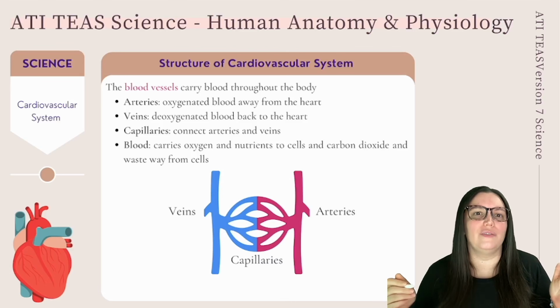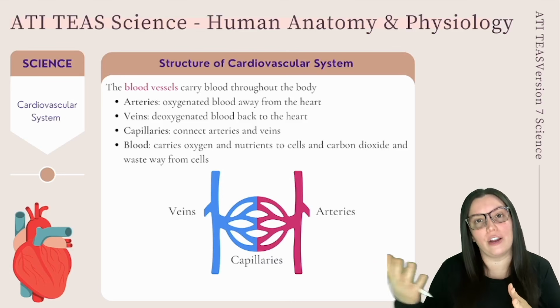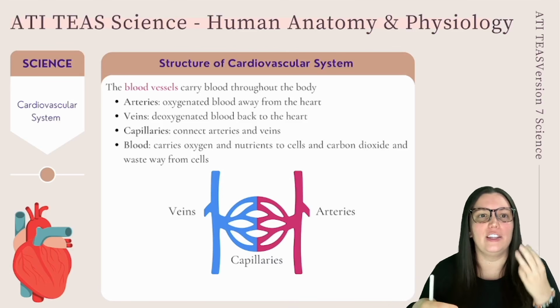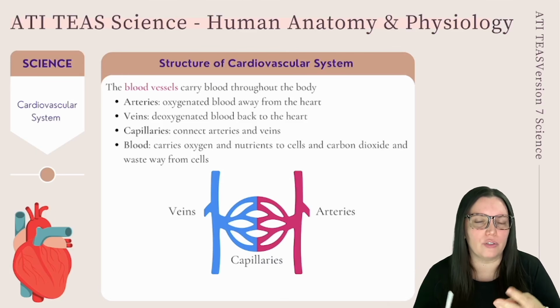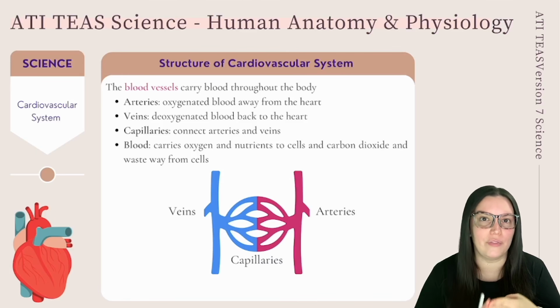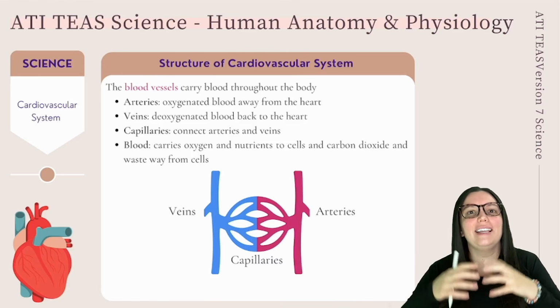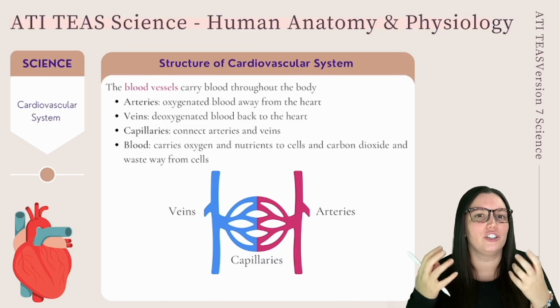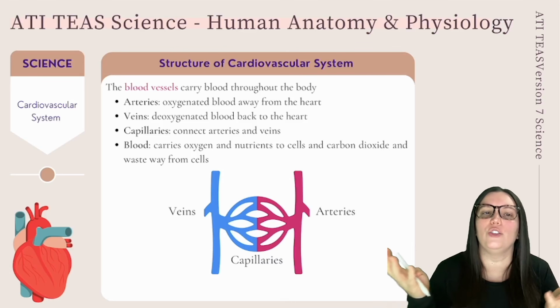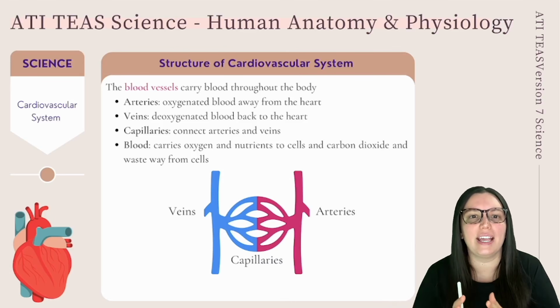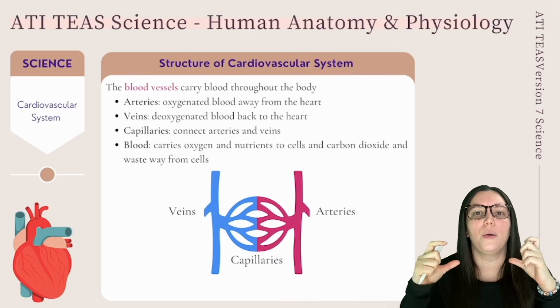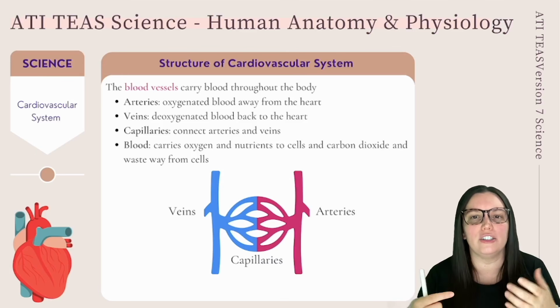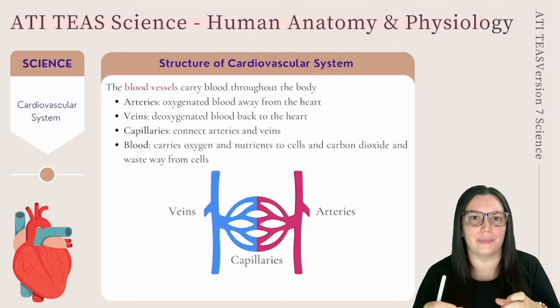So moving on to our blood vessels, these are the tubes that actually carry that blood throughout the body. And there are 3 major types of blood vessels. We have our arteries, our veins, as well as our capillaries. So when it comes to our arteries, that is the oxygen-rich blood that is being carried throughout the body, while the veins are carrying the oxygen-poor blood. That's our deoxygenated blood.